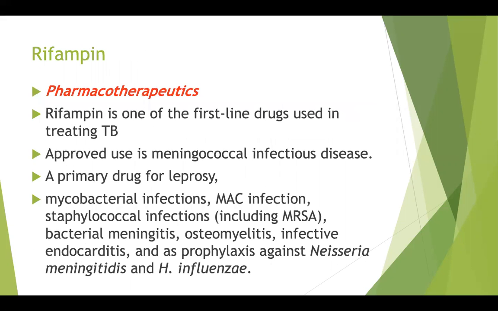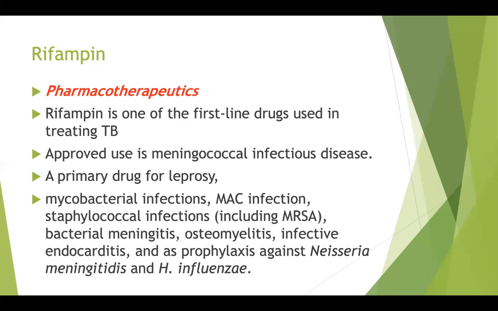Okay. And the last medication for today is rifampin, or sometimes we call it rifampicin. So for the pharmacotherapeutics, it is one of the first line drugs to be used in treating tuberculosis. Honestly, I have taken these medications when I was young, because I was infected with Mycobacterium tuberculosis, but we don't call it tuberculosis if you are a child, we call it a primary complex. So when I was diagnosed with primary complex, my doctor prescribed me rifampin.